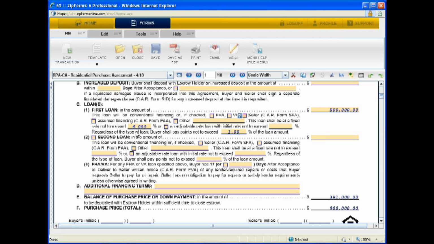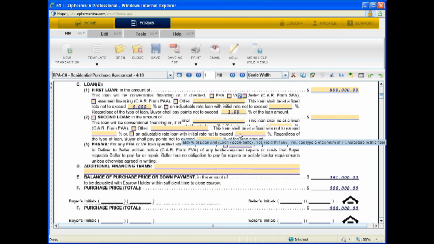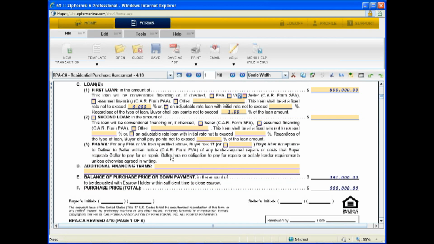So, it would be expected if you put the rate and term in there that you're saying this is the maximum that they're willing to do, and if they can't get a loan that fits in these parameters, we're not going to do it. If there was a second loan, you check the box and put the second loan amount here. You do the same thing. It has all of the loan terms.